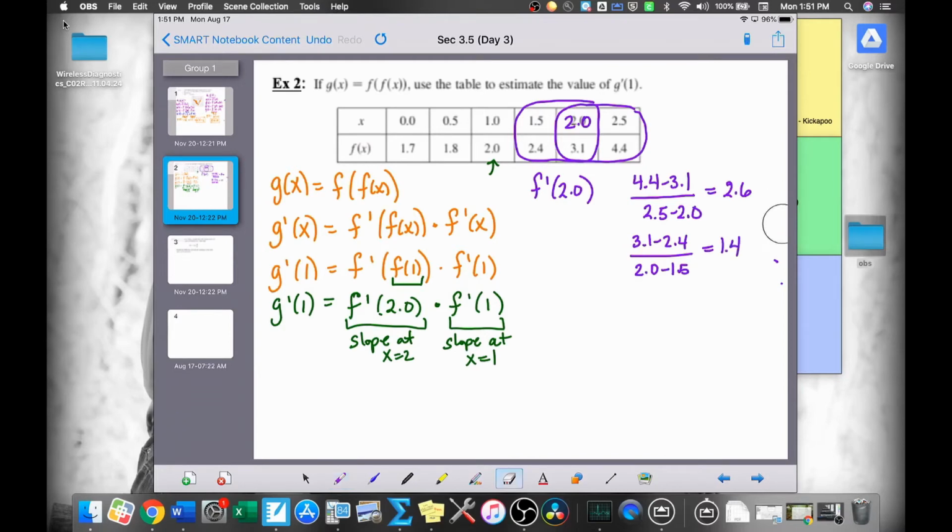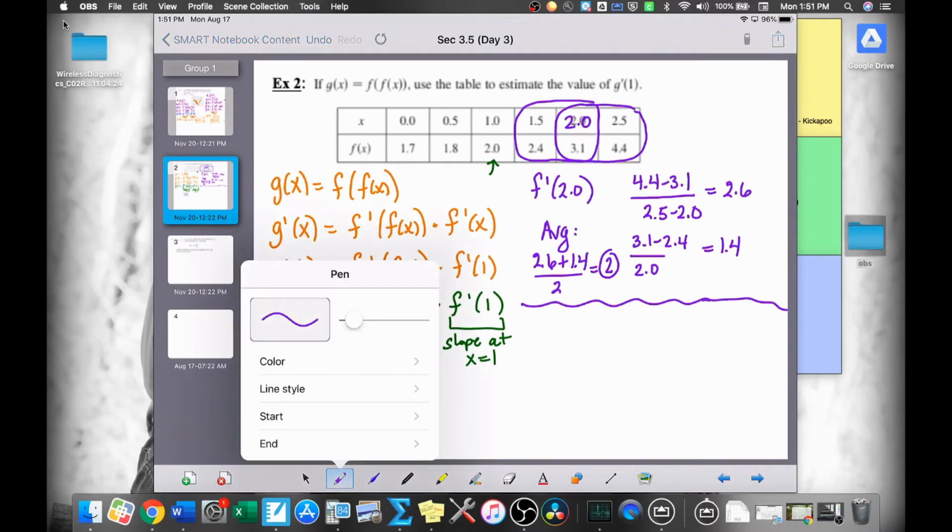And then if I want to average those two together, I'm going to take 2.6 plus 1.4 and divide by 2, and I'm going to get an average slope of 2. So right here, 2 is the value that I'm going to use for f prime of 2.